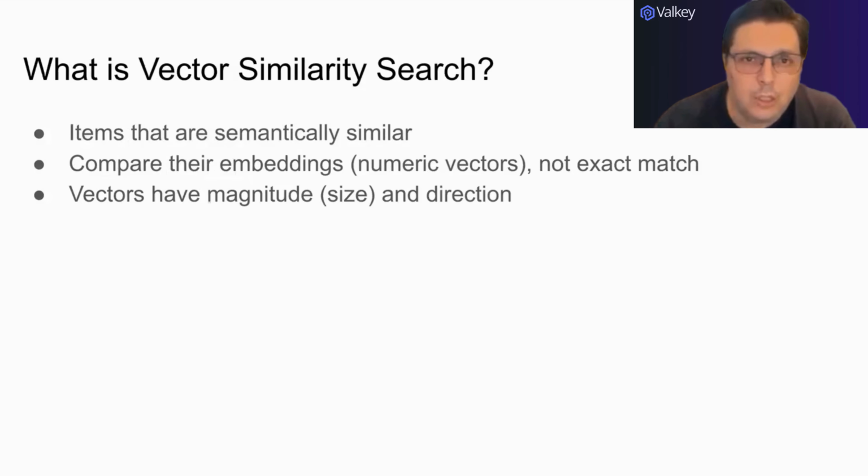With regular caching, we look for an exact match, right? But with vector similarity search, or semantic search, we're looking for similar items, or semantically similar. So how do we do that? We don't compare strings. We compare numbers, or embeddings, or vectors, and we accept a certain similarity threshold. And what are vectors? Well, vectors are numbers with magnitude, or size, and direction.